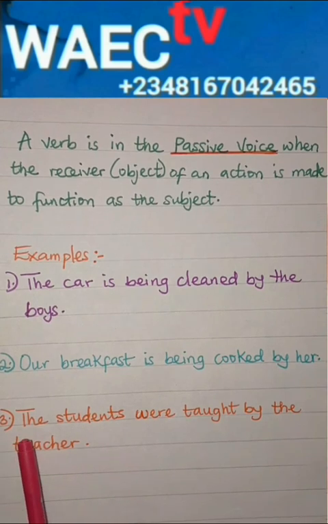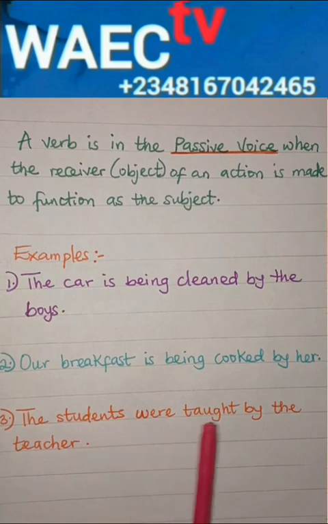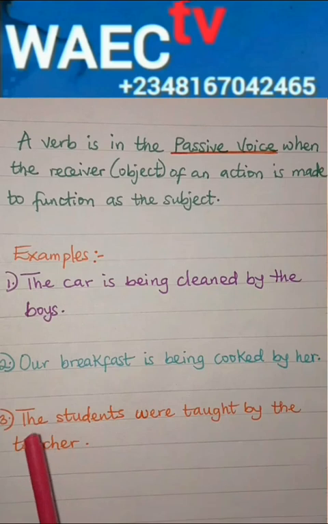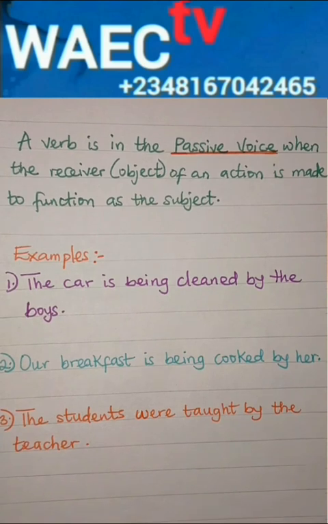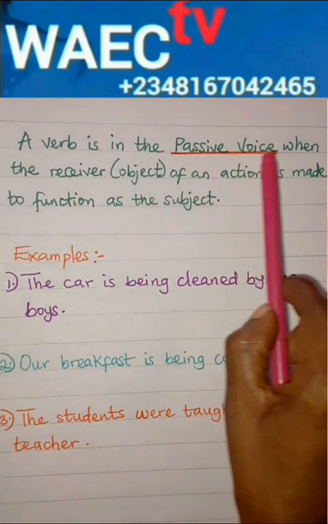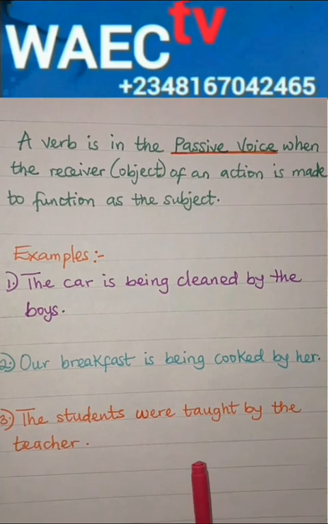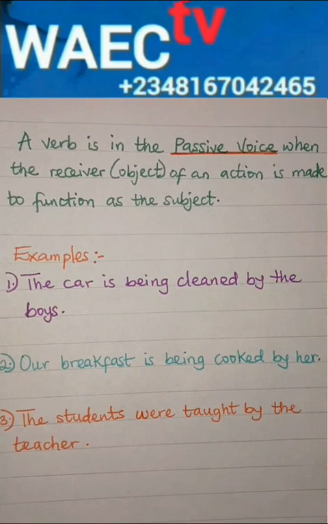Number 3, the students were taught by the teacher. The students here is also in the subject position, while the teacher is in the object position. In this case, we are talking about passive voice. When you see sentences like this, it shows you it is in the passive voice.